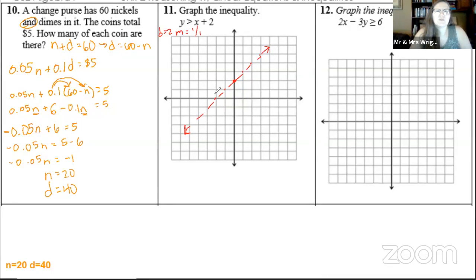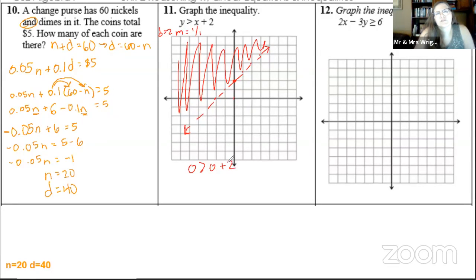Now, how do I know which side to shade? Am I going to shade this lower side or this upper side? Well, it says y is greater than, and if we look at the y, these numbers are less than and these numbers are greater than. So we're going to shade this side right here. And since this is a test, I do want you to pick a number to make sure that is correct. I like choosing 0, 0. So if I plug this in, 0 is greater than 0 plus 2.